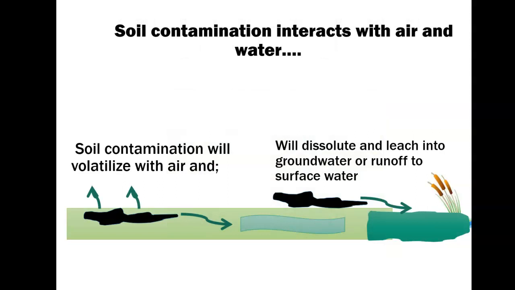Soil contamination interacts with air and water. Soil remediation guidelines have been developed to protect groundwater quality as well. For example, soil contamination sometimes will volatilize into the air, but there are times when it will dissolve and leach into the groundwater or run off to surface water. And in this kind of investigation, what we need to do is recommend the concentrations in our Tier 2 that we would want to use.